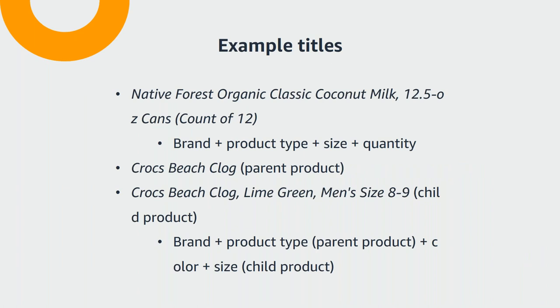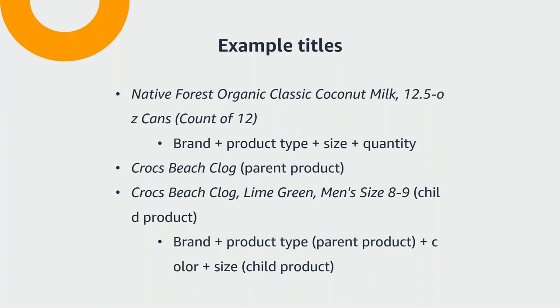Let's look at two quick example titles. A good title for a grocery item would be Native Forest Organic Classic Coconut Milk, 12.5 ounce cans, count of 12. This title names the brand, Native Forest, product type, Organic Classic Coconut Milk, size, 12 and a half ounces, and quantity, 12. That's everything a buyer needs to know before they make a purchase with no extra non-descriptive information.